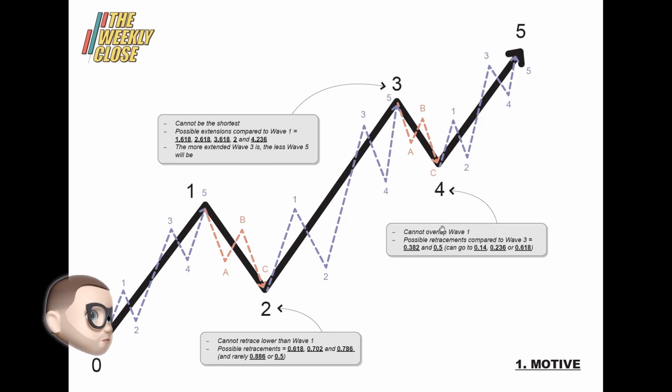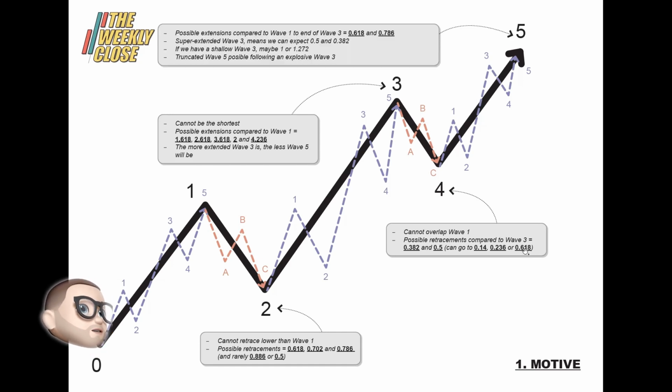And then finally, with the wave 4, the wave 4 cannot drop below this point, i.e. the top of wave 1. The possible retracements compared to the wave 3 include 0.382, and 0.5 can occur, but more rarely it could be really shallow retracements of 0.14, 0.236, or a deeper 0.618. And then finally, looking at the wave 5, we have possible extensions from the wave 1 to the wave 3 of 0.618 and 0.786.